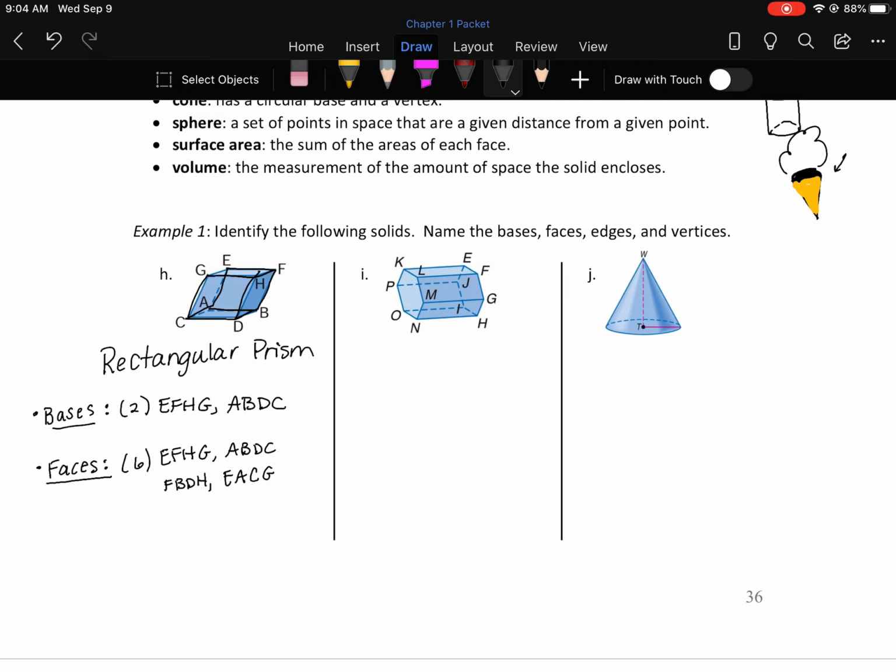All right, and now I think we just have the front and the back because I have all those lines there. So now the front is C, D, H, G. C, D, H, G. And the back is E, F, B, A. E, F, B, A. All right, so we have 6 of them. All right, so we did bases, faces. Now we need edges. So edges is where all the faces meet.